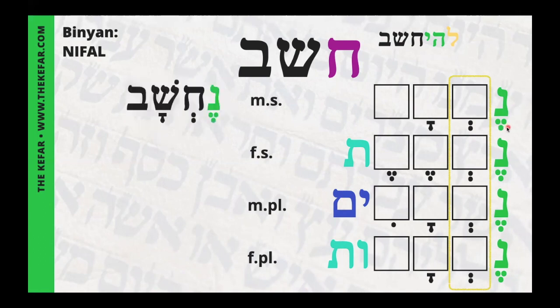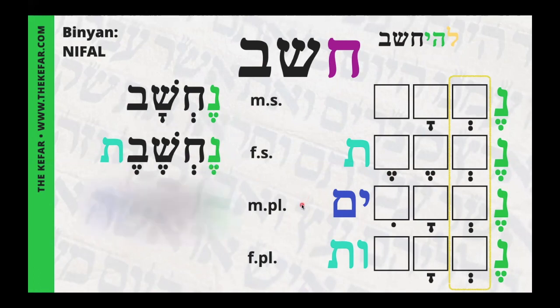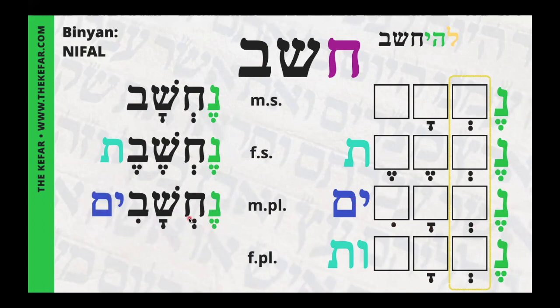Nechshav, okay, here's our e-a, nechshav. Feminine singular, nechshevet, ne-e-et, nechshevet. Masculine plural, nechshavim, ne-a-im, nechshavim. And feminine plural, nechshavot, ne-a-ot, nechshavot.